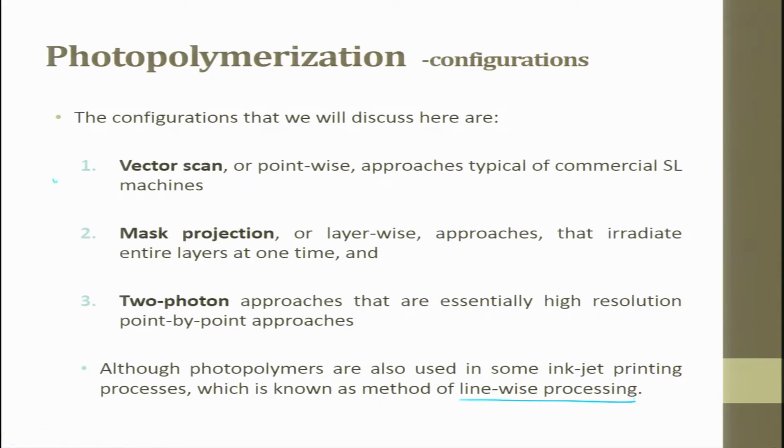So the configuration can be vector scanning, mask projection, and two photon. Predominantly what happens is vector scanning. Vector scanning means you have a point, several of these points join together to form a line, and several of these lines join to form a figure, whatever it is. When I say a mask, one layer of entire information is exposed and you get it in one shot. So that is mask projection. And two photon approach is essentially a high resolution point by point approach. Here, instead of a single photon which is used in vector scan, we use two photons to cure it.